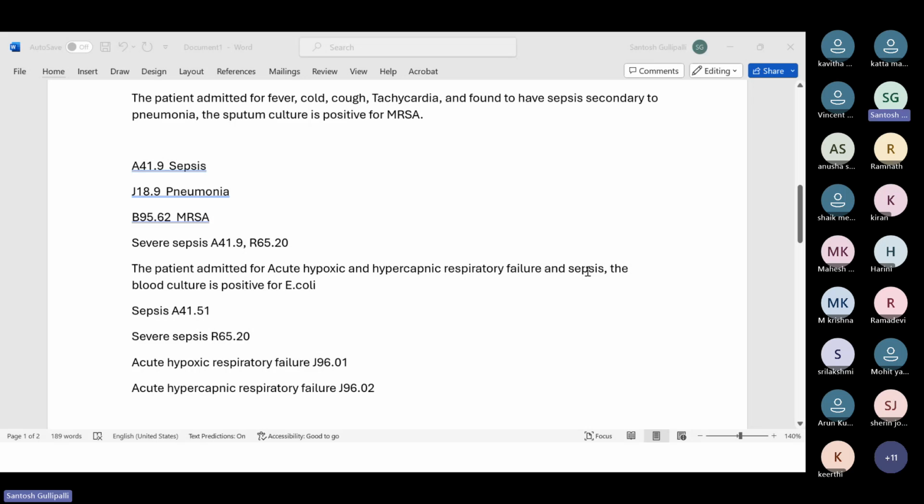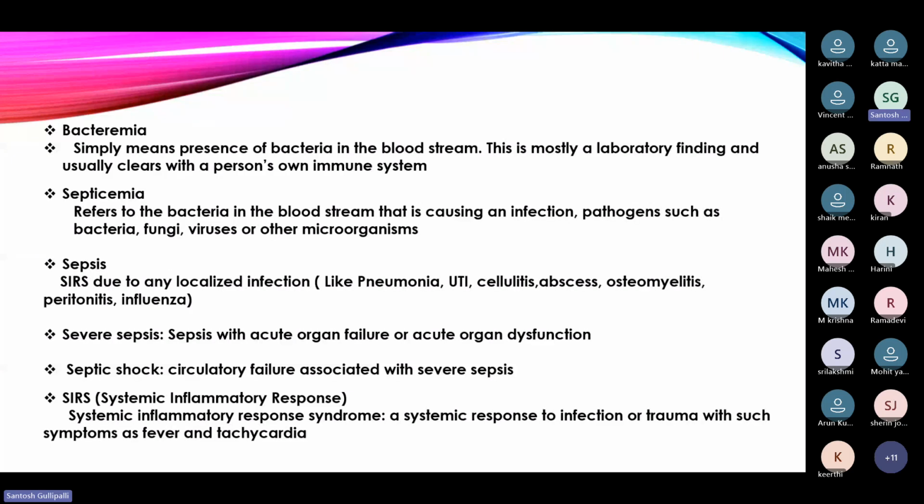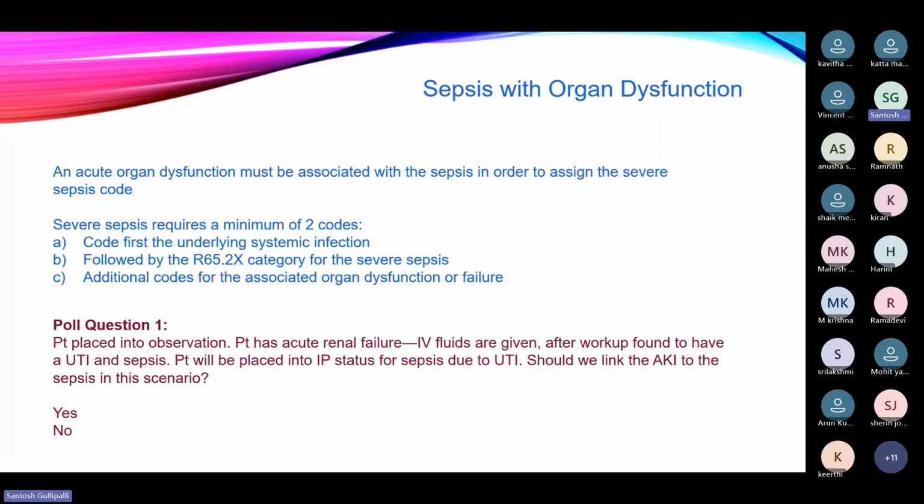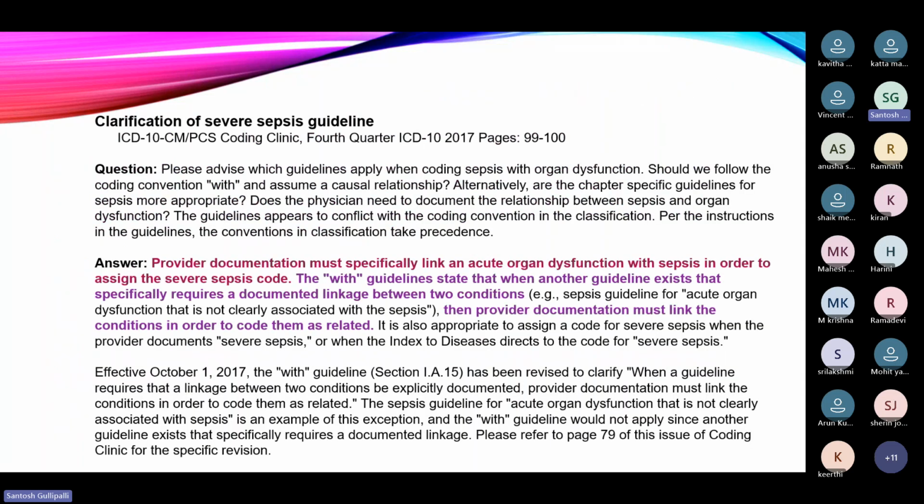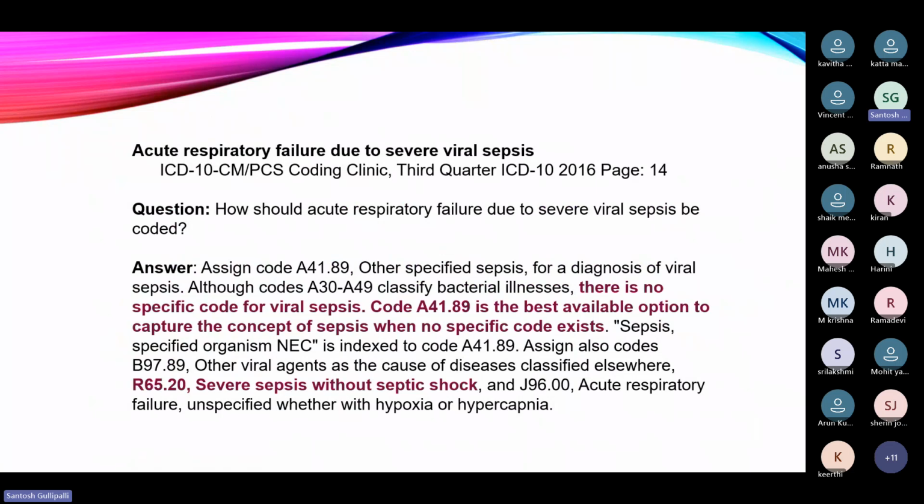So many guidelines, so I will show you some guidelines. Sepsis with organ, and the source of sepsis is due to a non-infection condition. For example, now we are learning this guideline: sepsis due to any localized infection. So the sepsis is the principal diagnosis and the localized infection is the secondary diagnosis. But if the source of sepsis is due to a non-infection condition, that time the non-infection condition is the principal diagnosis and the sepsis is the secondary diagnosis. That is also another guideline.